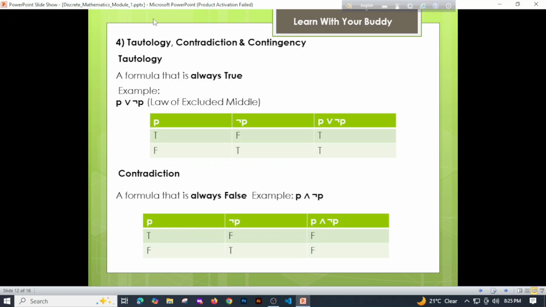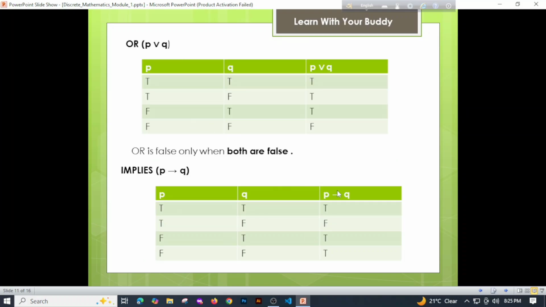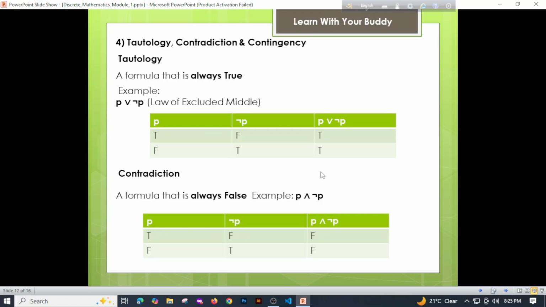All right, then we have tautology. It's a formula that is always true. For example, P or not P. If P is true, not P is false. If P is false, then not P is true. One of these is true, so the result will be true. And then we have contradiction. It's a formula that is always false. For example, P and not P. So here the result is always false.